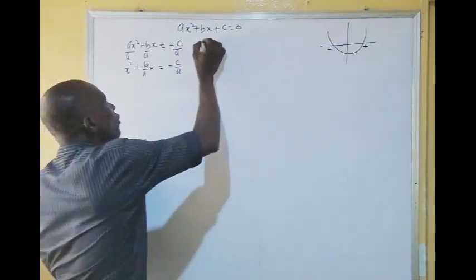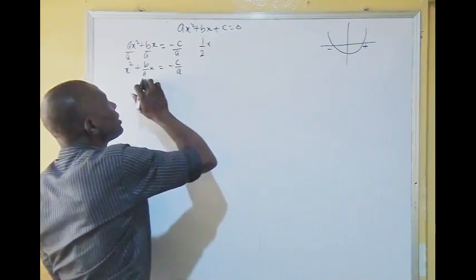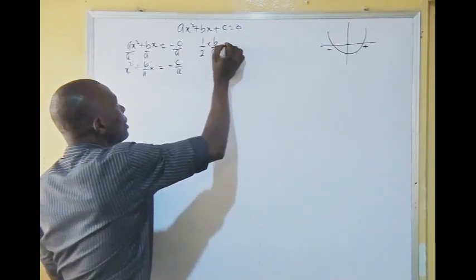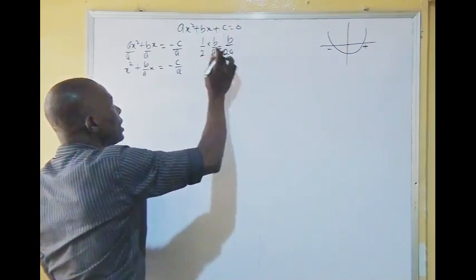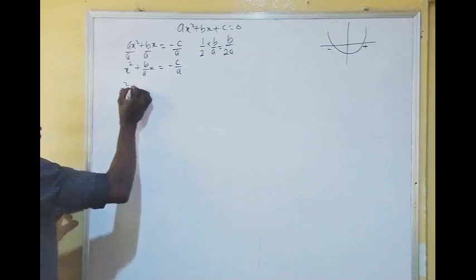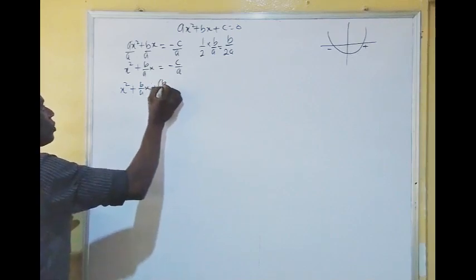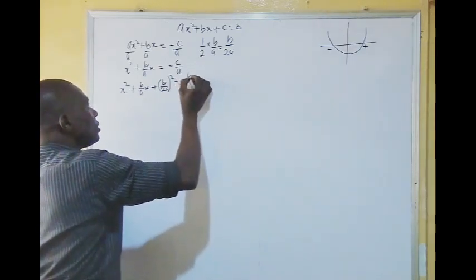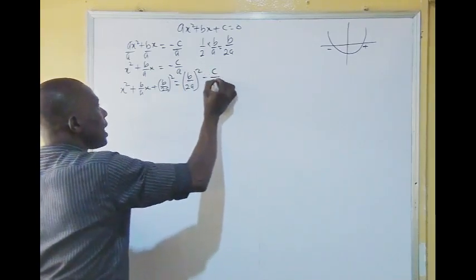So let's first of all find half of the coefficient of x. Half times the coefficient of x, which is b over a, will give you b over 2a: 1 times b is b, 2 times a is 2a. This term we obtain here, we're going to square first and add to both sides. So here we add b over 2a, squared, to both sides.